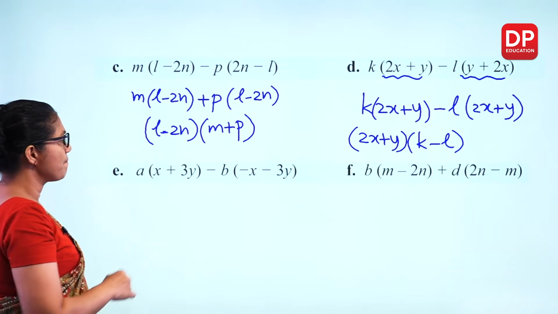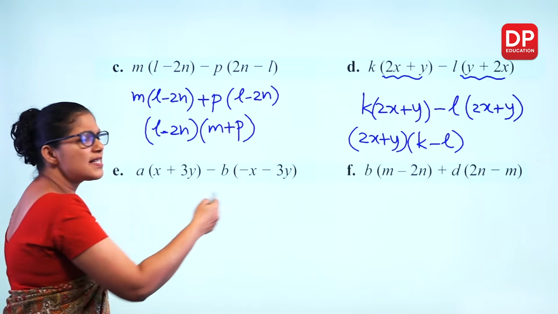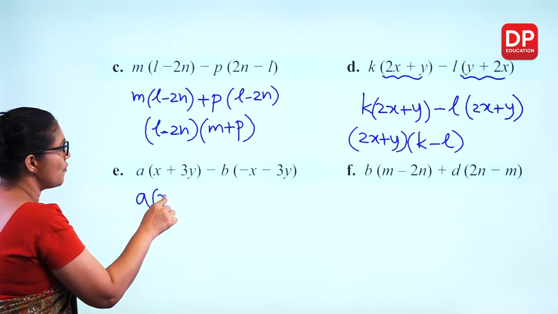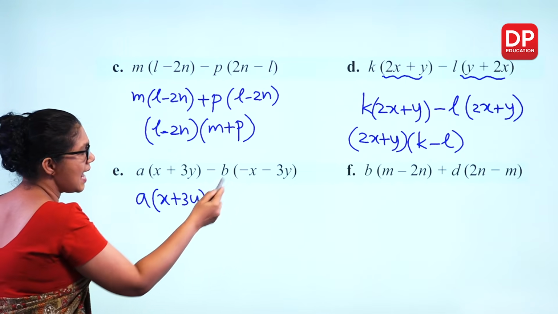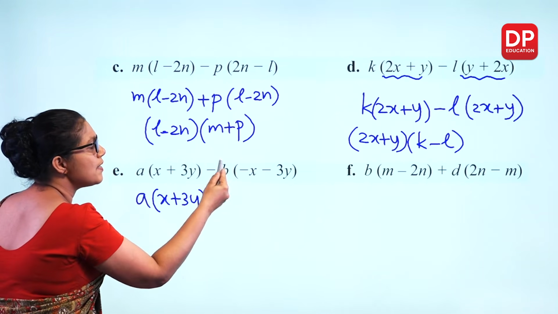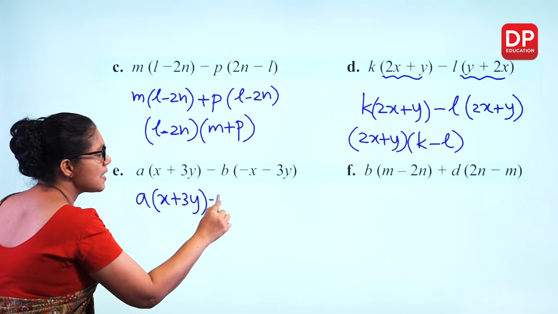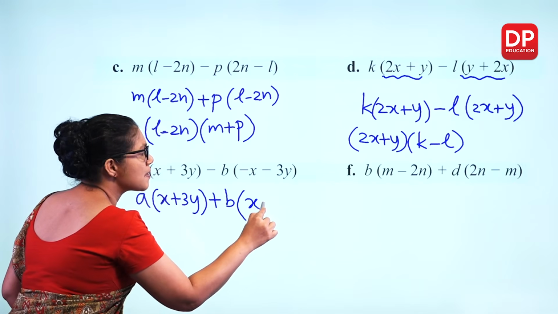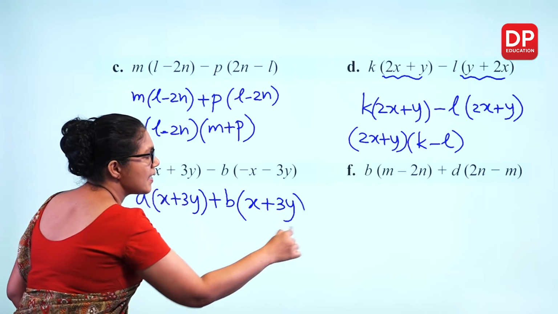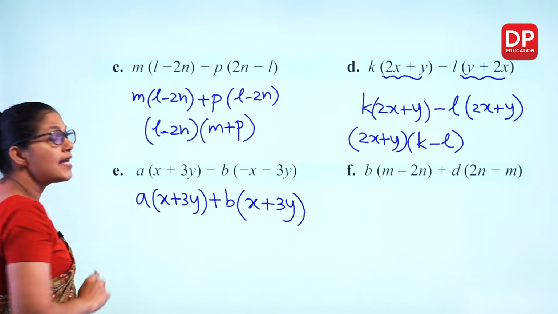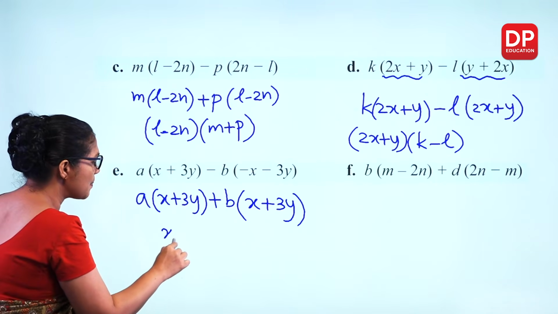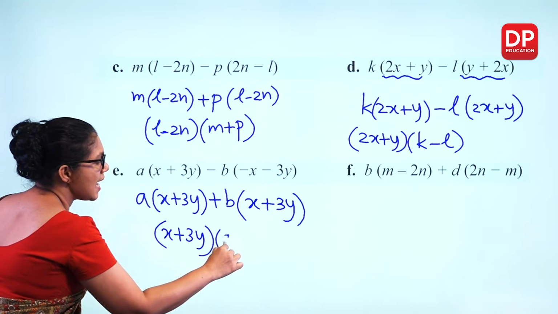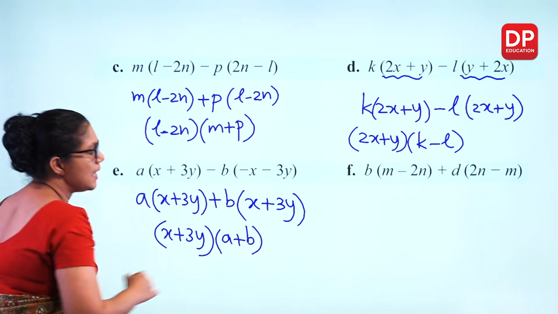Now this one, x plus 3y here, minus x minus 3y. So we can take minus out from this. So we'll write the first one as it is and then take minus from this one. So minus and minus becomes plus b. So what's remaining? You get x plus 3y. Now x plus 3y is common. So when you take x plus 3y out, what's remaining? You get a plus b.